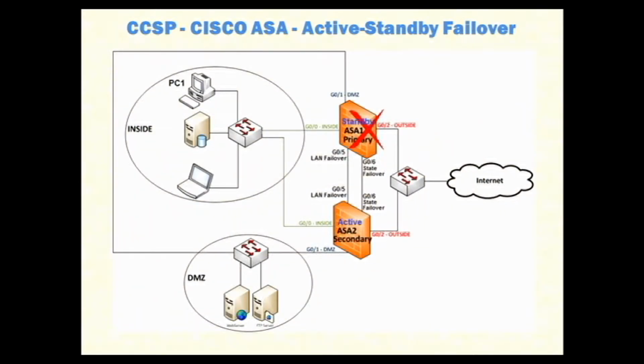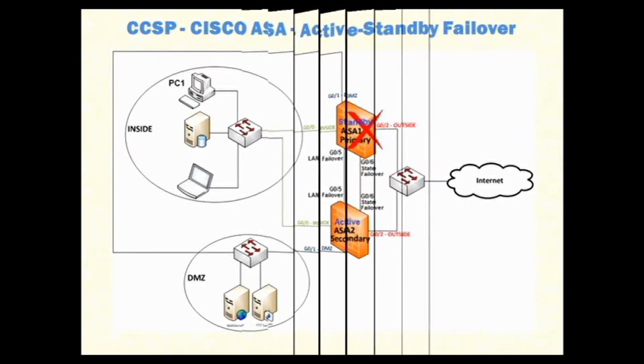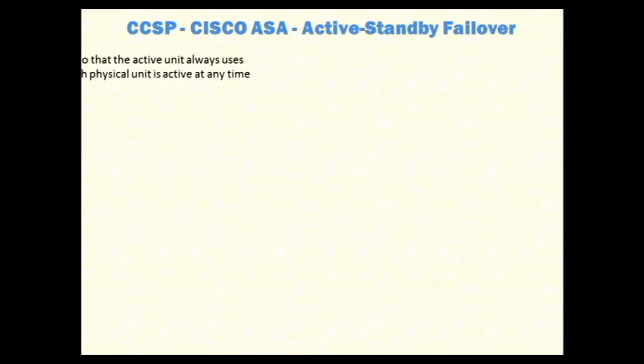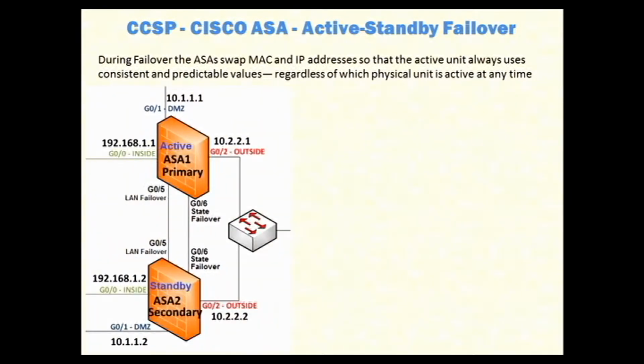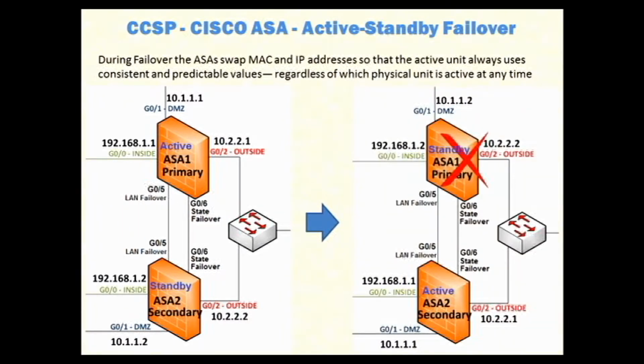Let's say the primary ASA, which is the active ASA, fails. So what happens during failover? During failover, the ASAs swap MAC and IP addresses, so that the active unit always uses consistent and predictable values regardless of which physical unit is active at any time.